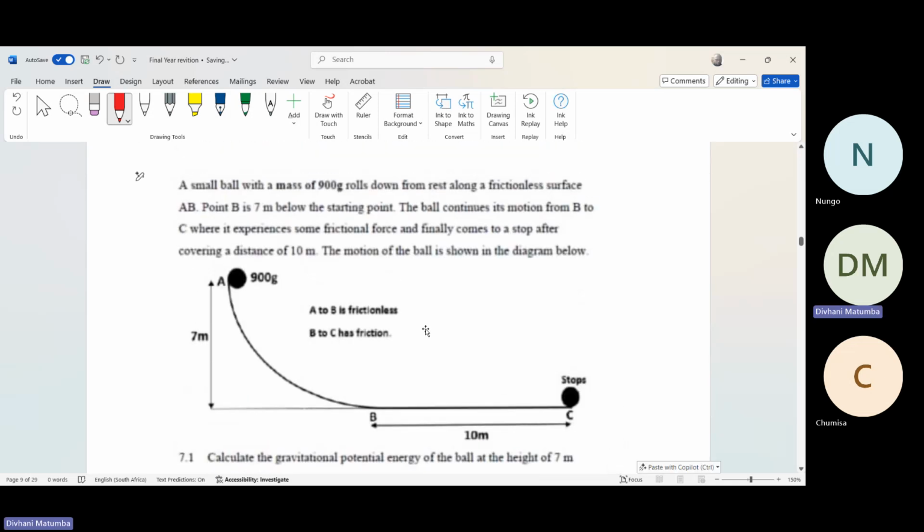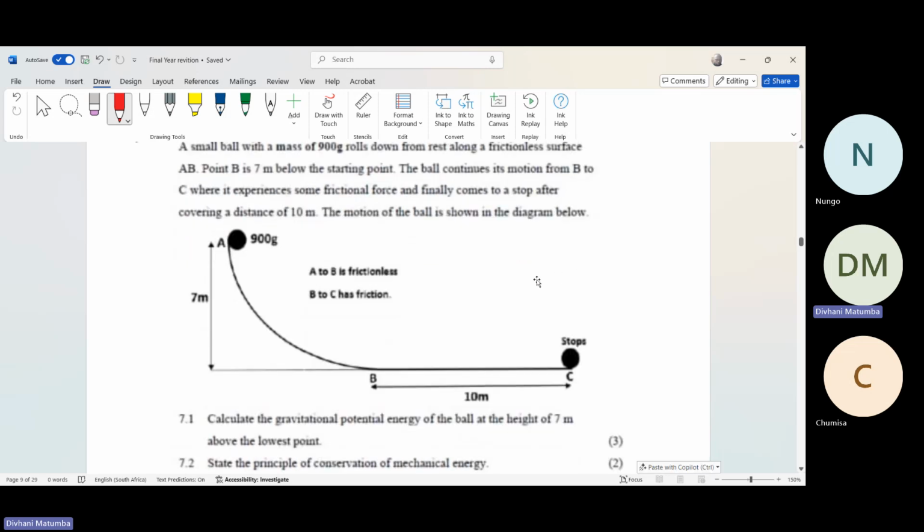Okay, we have a small ball with a mass of 900 grams that rolls down from rest along a frictionless surface, AB. Point B is 7 meters below the starting point. The ball continues its motion from B to C, where it experiences some frictional force and finally comes to stop after covering a distance of 10 meters. The motion of the ball is shown in the diagram below.